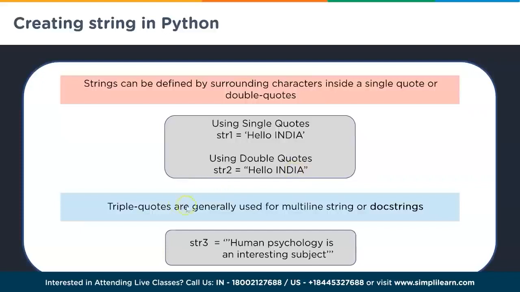Now you can also use triple quotes, which are generally for multi-line strings or doc strings. So here is an example. We have a string called str3, and the content it has is human psychology is an interesting subject. Now if you print the string, it will be printed in two lines and not in a single line. We'll be exploring much more in detail in our demo session, so please wait for a while.